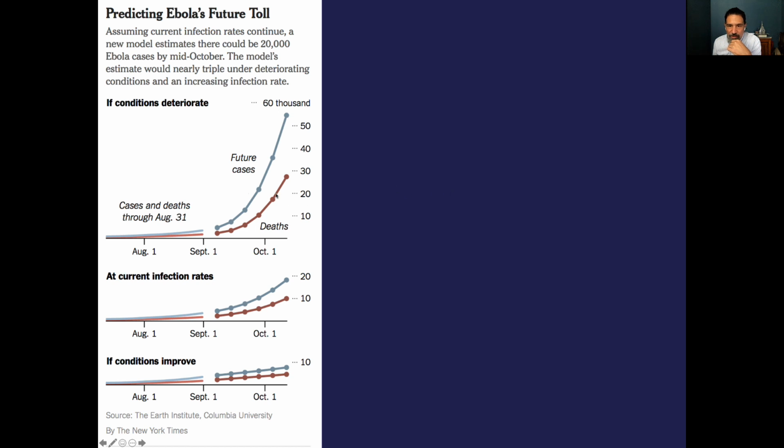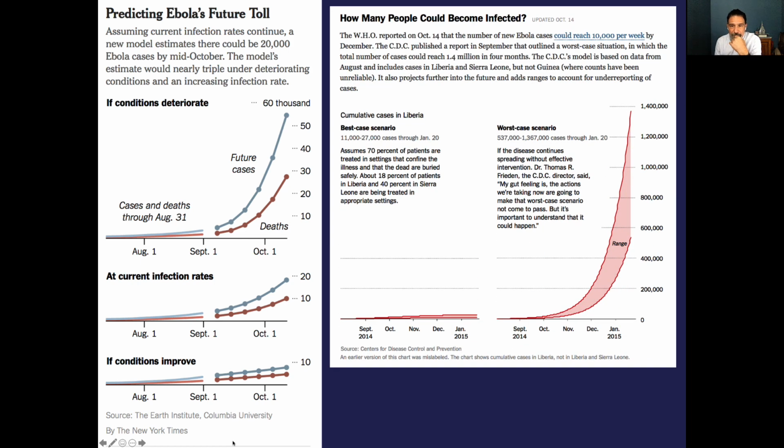One where conditions deteriorate and the infection rates become worse than they had been to date. One where the infection rate stays about the same as it was on August 31st. And one where the conditions improve, for example, through more effective outbreak control measures. And you can see the predicted outcomes from this model. And you'll remember from our last lecture that by the end of the West African Ebola outbreak in 2014, there were about 15,000 cases and 11,000 deaths.